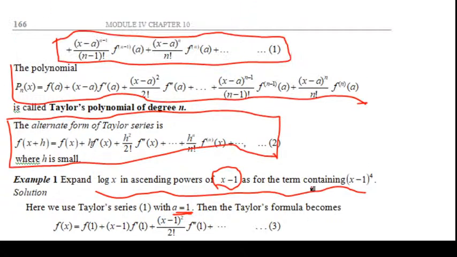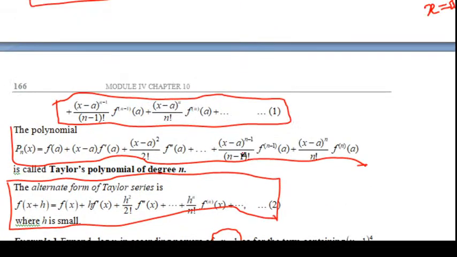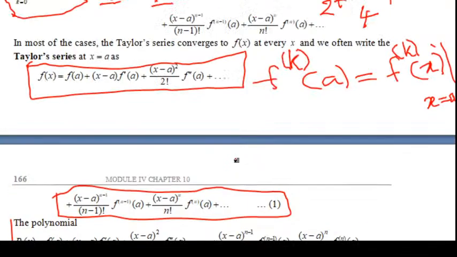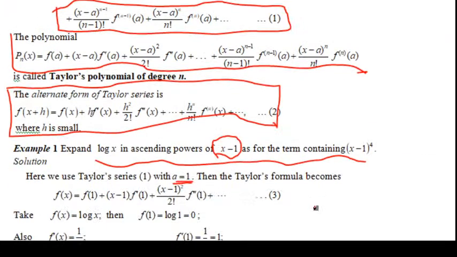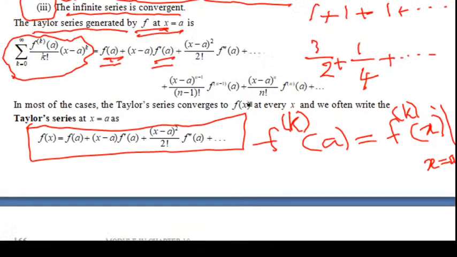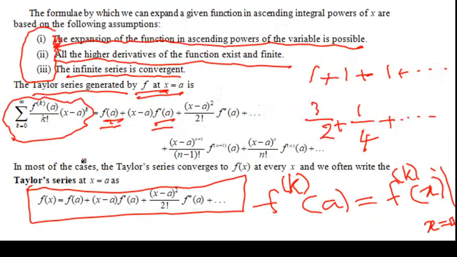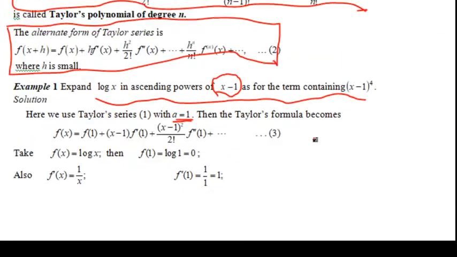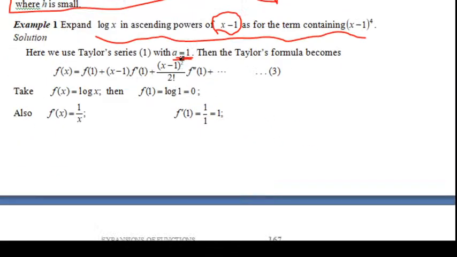Okay. Then you look at the formula. You can look at either the polynomial. If you look at the polynomial, then we get a polynomial of degree n. But here we have to express log x in ascending powers of x minus 1 for the term containing x minus 1 to the power 4. So what we do is, we consider this one or this one. I prefer this Taylor series. Okay, so here f of a becomes, what is a? F of 1. X minus 1 is here. F prime of 1. F double prime of 1, etc. So we have to find out all those things. So we write a equal to 1.